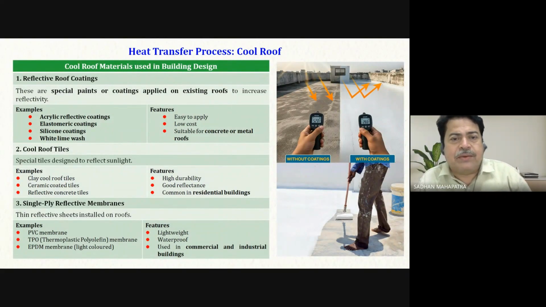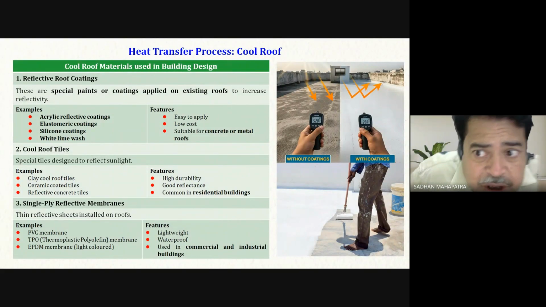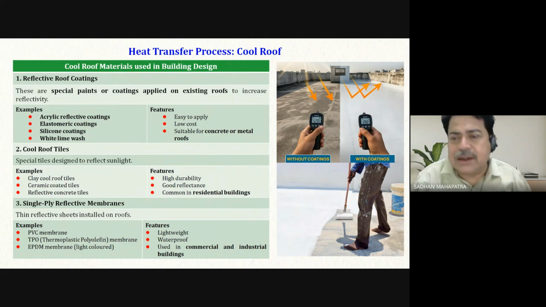Now, there are different types of roof material which are used in the buildings. You can see in these photographs. This is an RCC roof without any coating. Your temperature goes roughly 52 degrees centigrade. Now, on the other side of the roof, you have a white coating, and that's the cool roof. The temperature on the surface of the roof is only 28.8 degrees centigrade.